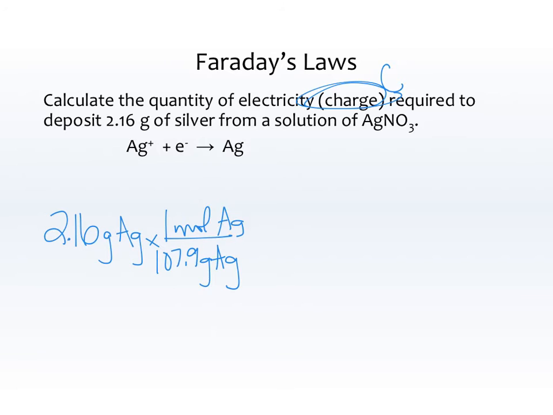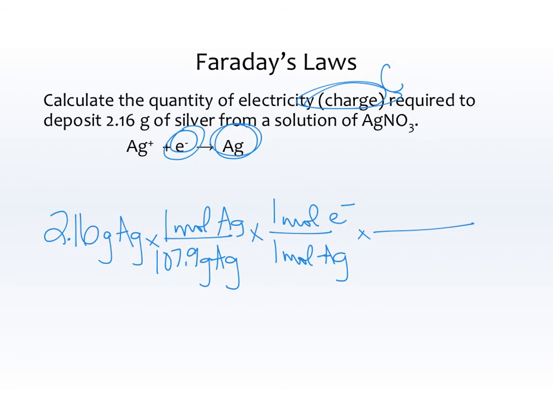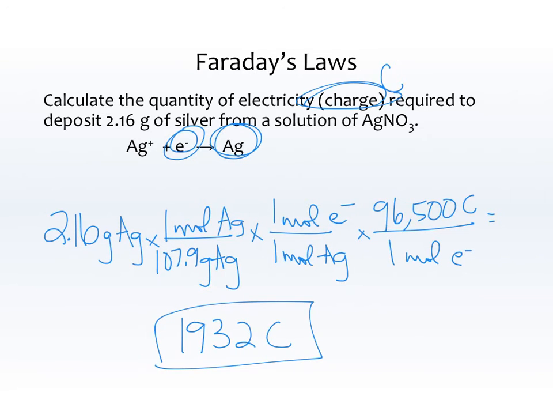I do know that the coulombs has to do with moles of electrons, so using this balanced equation, 1 mole of silver is 1 mole of electrons, and then using Faraday's constant, 1 mole of electrons has a charge of 96,500 coulombs. And that's my charge, and so I'm just going to solve 2.16 divided by 107.9 times 96,500, and I end up with 1932 coulombs.